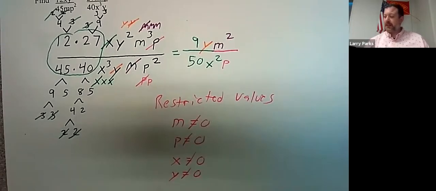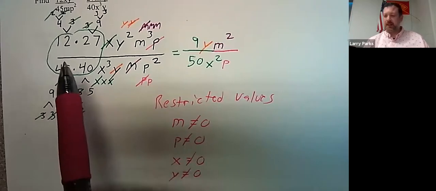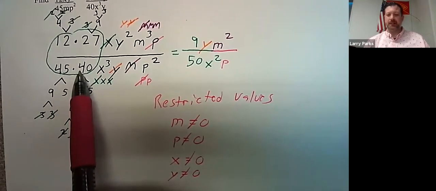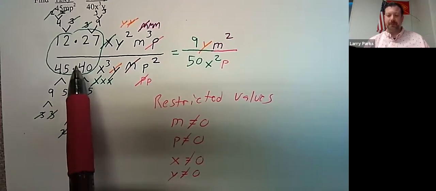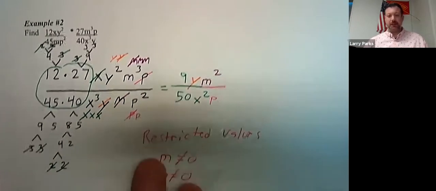So that's one way you could do simplifying a number. For some kids, it might be easier to multiply this out and then just start simplifying. For example, I could have taken 12 times 27. You got 324.